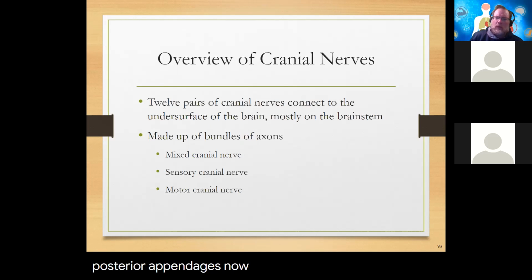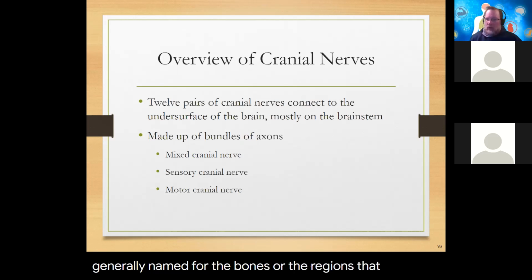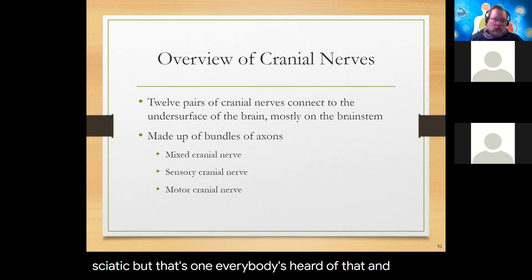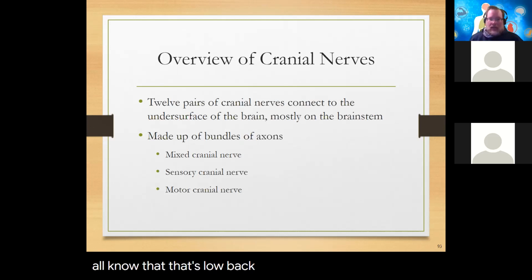Okay. Now, nerves, by the way, are generally named for the bones or the regions that they're in or near. So we did see a couple of exceptions, right? Sciatic, but that's one everybody's heard of, and we all know that that's low back down to the backs of the legs. Next up, we're going to go through some cranial nerves, and we'll leave off here with the peripheral nervous system.